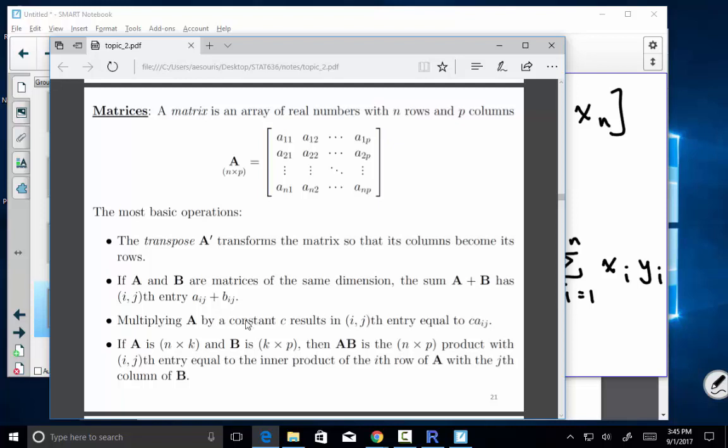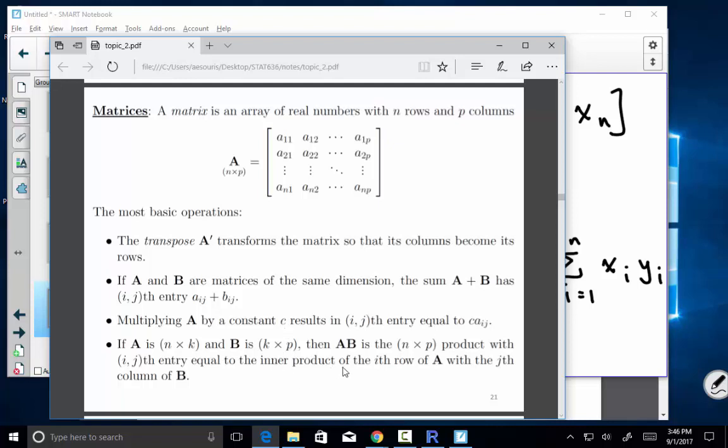Just like we can multiply a vector and it stretches or contracts or switches the sign, we can multiply a matrix by a constant. And it's an analogous effect. You just multiply every single component of the matrix by that constant.